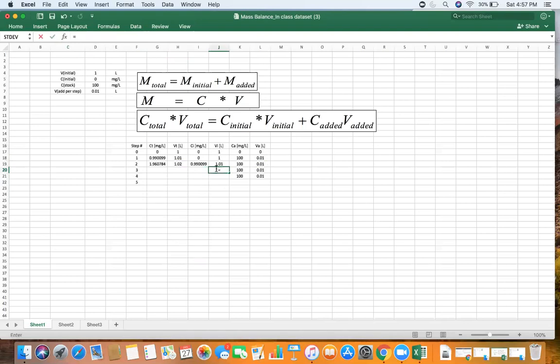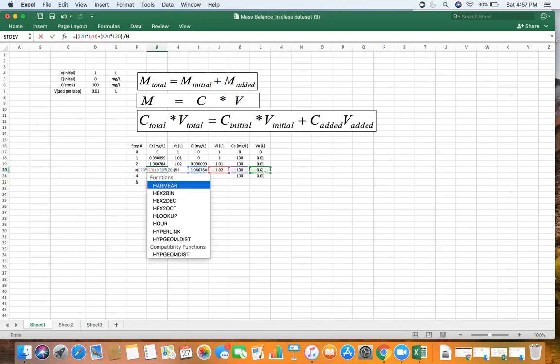Now volume initial is the previous volume total. Concentration initial is the previous concentration total. And then volume total equals your volume initial plus your volume added. And the same equation is concentration initial times the volume initial plus the concentration added times the volume added, all divided by your volume total.